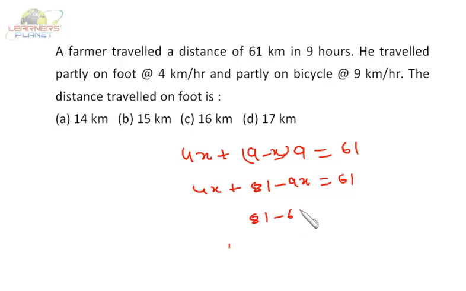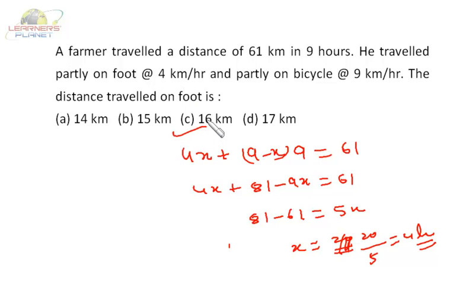So 81 minus 61 is 5x. That means x is 20 by 5, that is 4 hours. That means for 4 hours he is walking on foot. That means in all 16 kilometers he is walking on foot. I hope you are clear with both the methods.